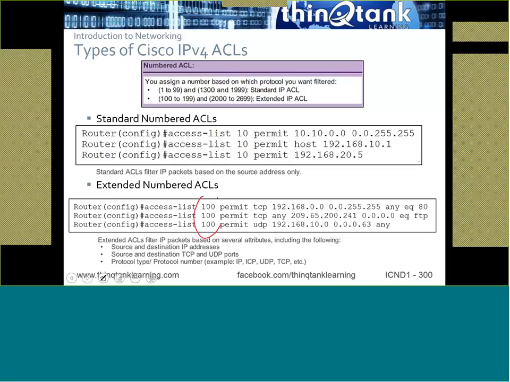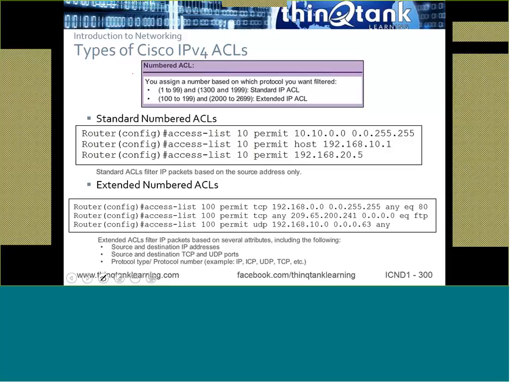Extended ACLs are going to have 100 to 199, 2000 to 2699. What can I filter on with an extended ACL? Protocol, source address, destination address, port number. Again, the point of this slide is not the syntax, so don't worry about the syntax. We're going to get into the syntax in a little bit. The point of this slide is this. If the number of the access list falls from 100 to 199, it's an extended ACL. If it falls from 1 to 99, it's a standard ACL. Honestly, though, we don't really use the numbers anymore.